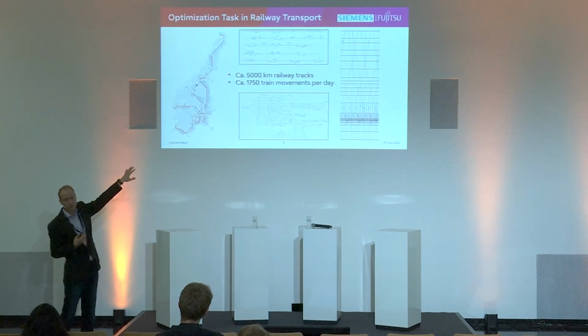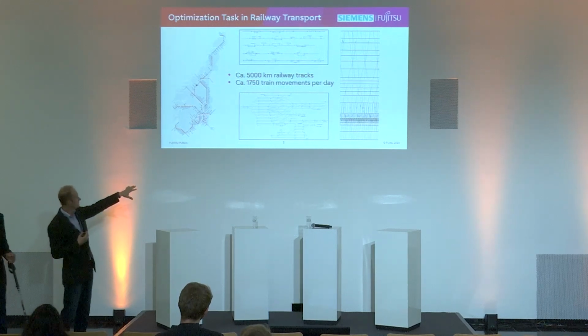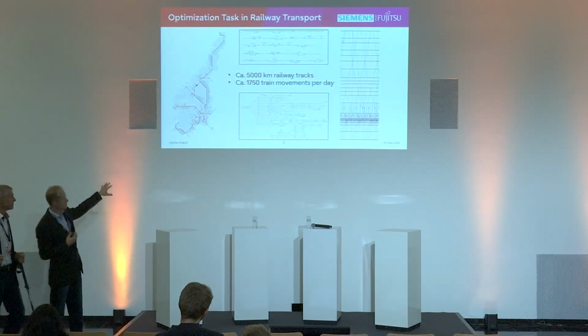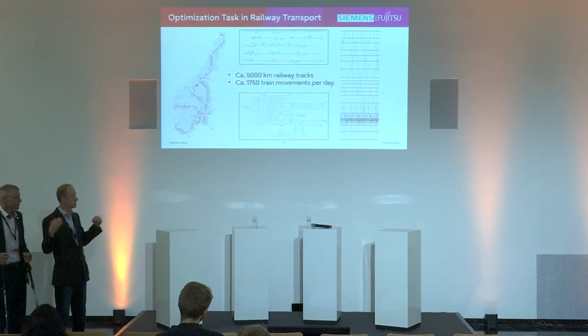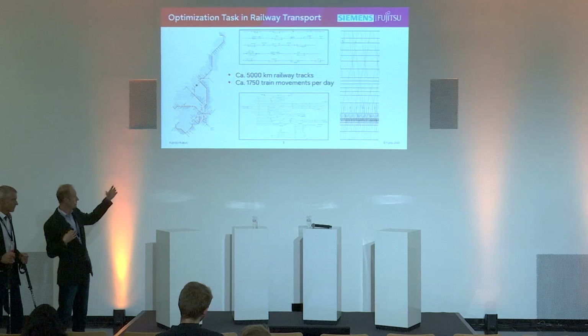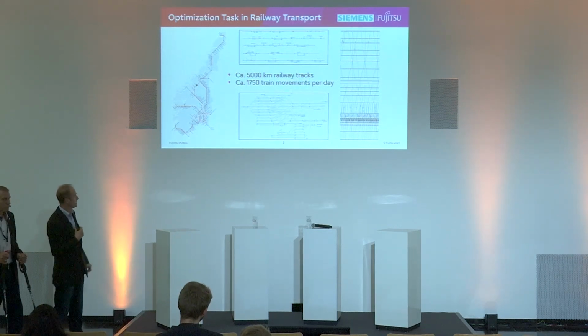You see single track lines with a lot of crossing stations. And at the bottom you see the railway station of Oslo, having many lines coming together and sharing a lot of different tracks inside of a station.